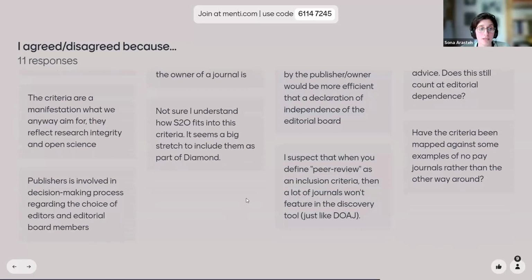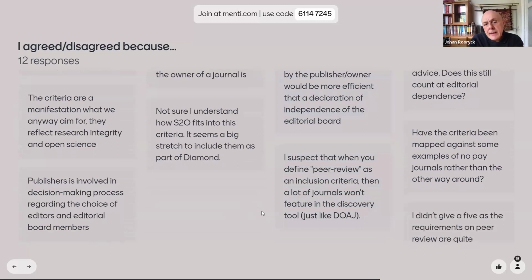Okay, so maybe you can also elaborate, because you had this talking point about Subscribe to Open. Could you briefly elaborate how Subscribe to Open fits into these criteria? Because I think it has led to a bit of confusion, judging from the comments. Well, if you look at S2O, they do fulfill most of the criteria in the sense that there are no fees to authors and readers, because it's the libraries paying via the subscription. So there's no fees there.